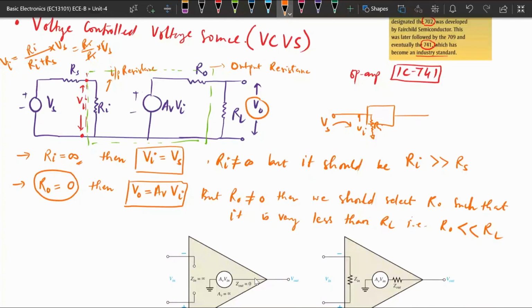So whatever load we apply, this load resistance should be very high compared to R0. Then whatever gain has been obtained through this voltage amplifier will appear across the load. So the signal gain or the output voltage will appear across the load of the circuit. This is the basic concept behind R input and R output, that is, input resistance and output resistance.